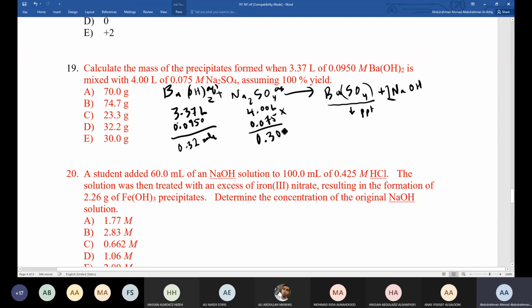301 or 31? No, 30. 30 mole. Is there a limiting reactant? Yes, the second one. Why? Because it is 1:1. Can you see that? It is 1:1 here and here. And so this is the limiting reactant.